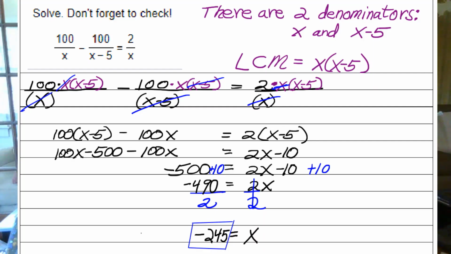Now here's something that looks a little more difficult. 100 over x minus 100 over x minus 5 equals 2 over x. But if we use our strategy of always multiplying by an LCM, it gets easier. And what is the LCM?